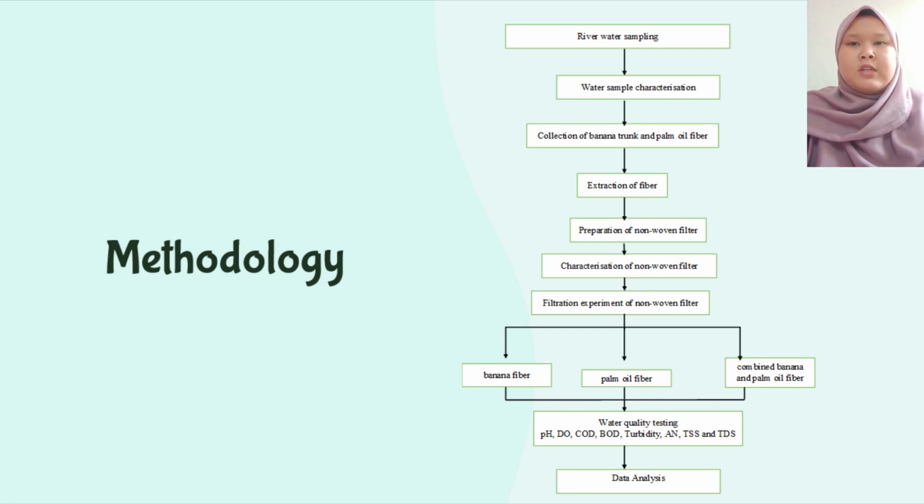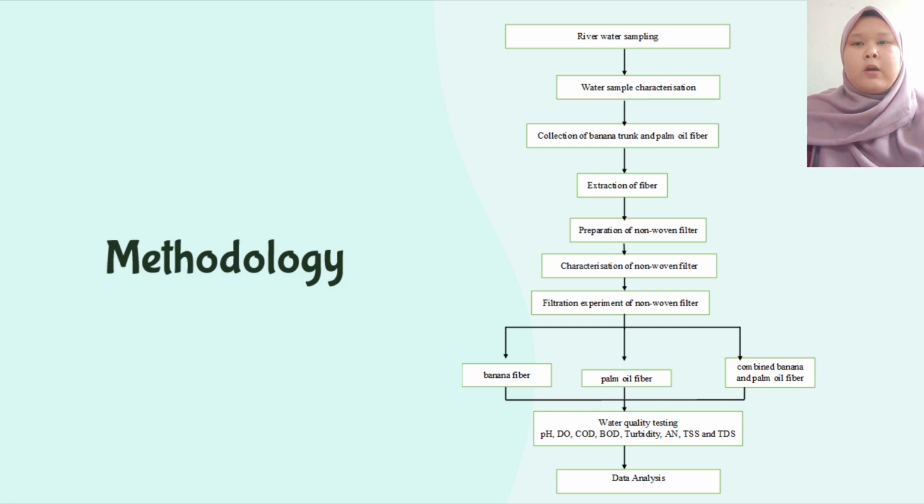Next is the collection of banana trunk and palm oil empty fruit bunch. The banana trunk are collected from the Kampung Cawal, Johor, while the palm oil are collected from Pago Palm Oil Mill. The collected banana trunk and palm oil are going to extraction of the fiber. Next is the preparation of the non-woven water filter. The dried banana trunk and the palm oil fiber are shredded before use.